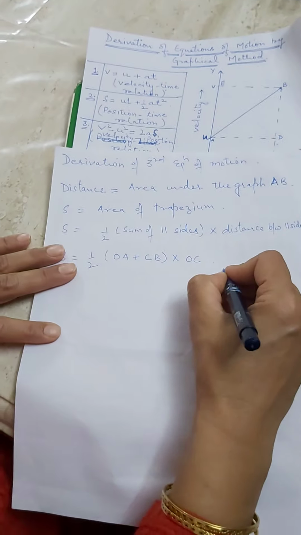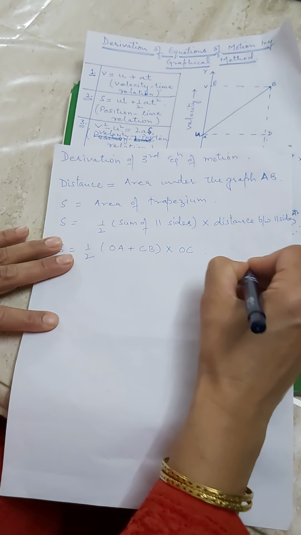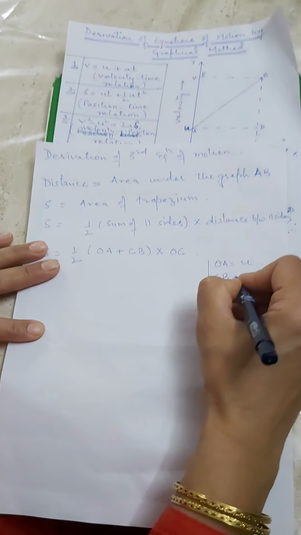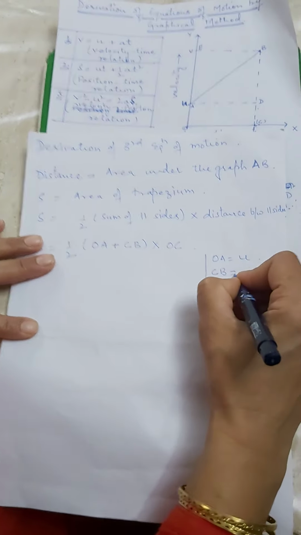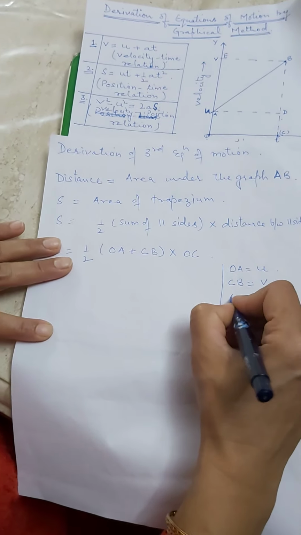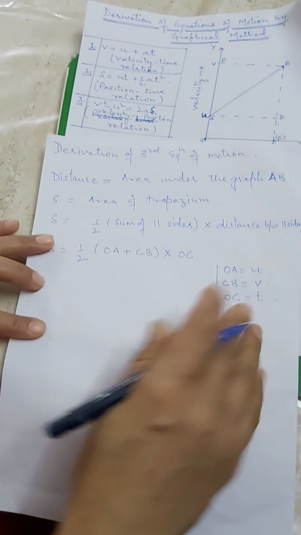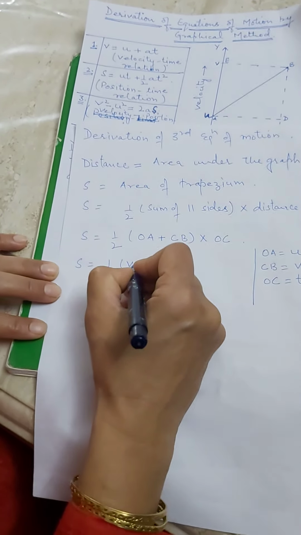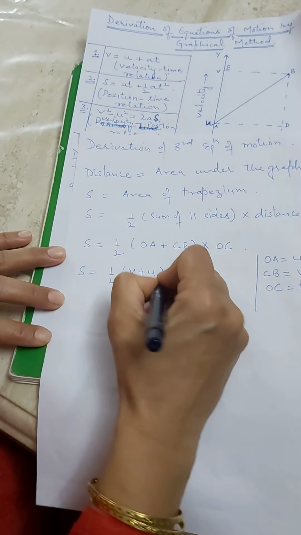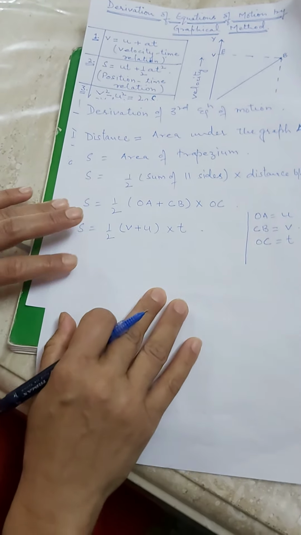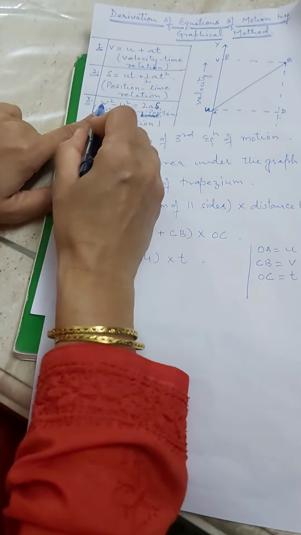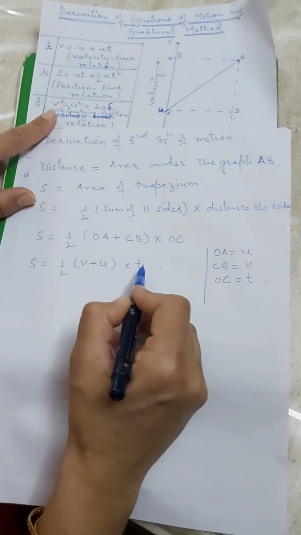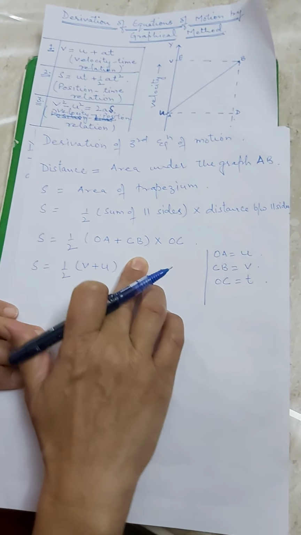Now OA is equal to U, CB is equal to V and OC is equal to T. So S is equal to half V plus U into T. See students, in the third equation we don't have time. So here we are having the value of T, one value of time. So we have to eliminate this time from the equation.